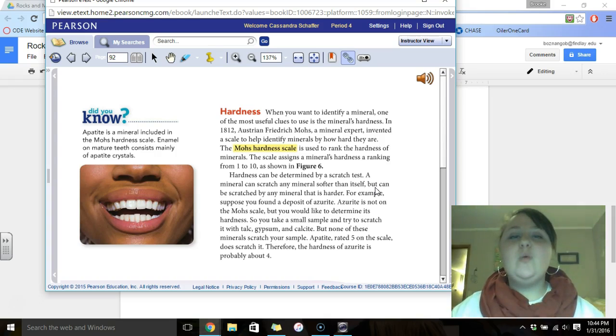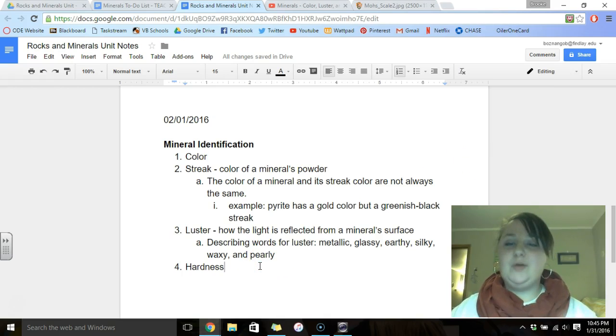Hardness. When you want to identify a mineral, one of the most useful clues is to use the mineral's hardness. In 1812, Austrian Friedrich Mohs, a mineral expert, invented a scale to help identify minerals by how hard they are. The Mohs hardness scale is used to rank the hardness of minerals. The scale assigns a mineral's hardness a ranking from 1 to 10, shown in figure 6. So right now I can already see we have one of our highlighted words in here, Mohs hardness scale. So I want to make sure I put that in my notes.